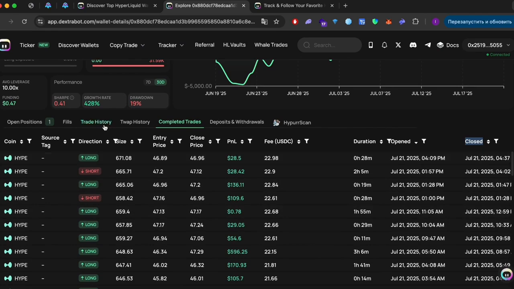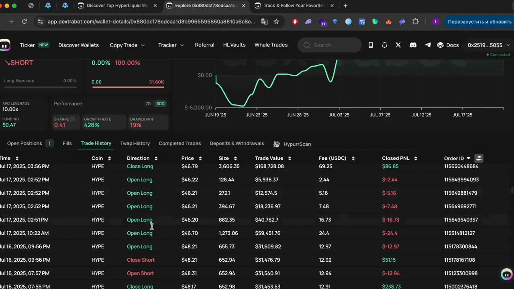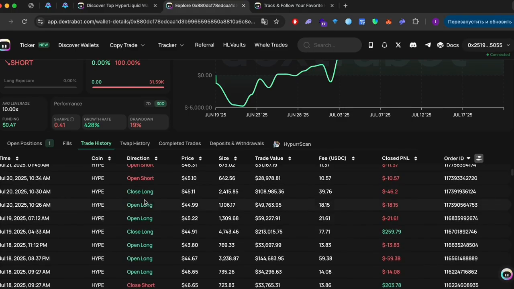I also recommend going to the trade history section and looking at how he opens his trades. Why? Because it often happens that wallets add more margin, right? And accordingly, when setting up copy trading, it's important for us to take this into account as well. Here, for example, notice that when he opened several long positions in a row, he was essentially adding more margin. And in this way, we understand that he was gradually increasing his position and averaging his entry point. So when you see this kind of history, keep that in mind as well.